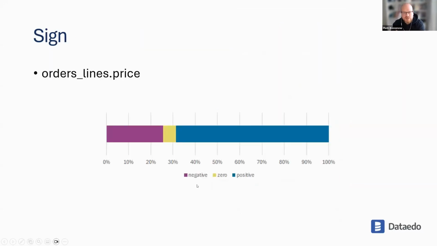For numerical values, we could add an analytic like this, that will show you how many negative values there are, how many zero values there are, and how many positive values there are, out of those that are not null, obviously. We have a distribution, but we don't present it in that way.